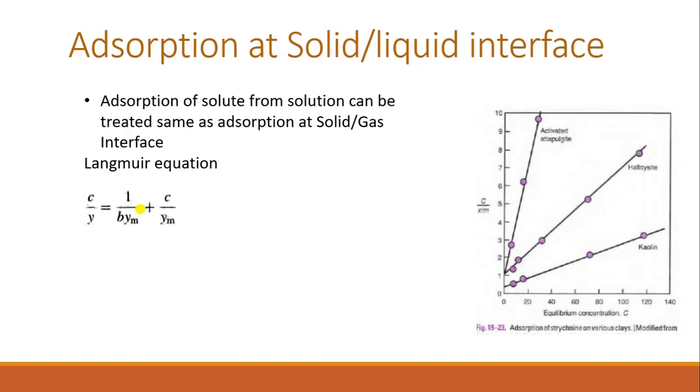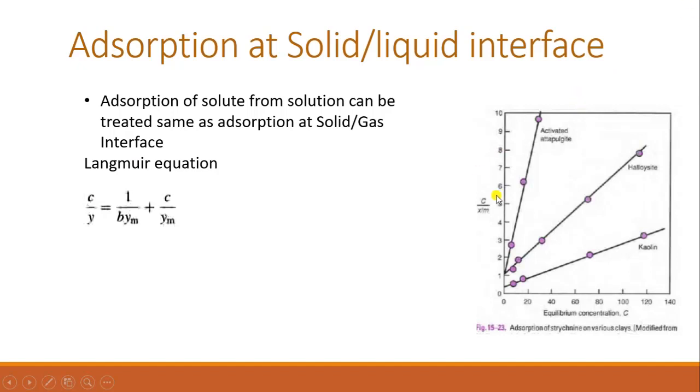So as we have discussed in adsorption at solid-gas interface, we can use Freundlich adsorption isotherm or Langmuir adsorption isotherm. Same as that, we can use Langmuir adsorption isotherm to describe adsorption of solute in solution on solid particle. And here in Langmuir adsorption isotherm equation, pressure is replaced with concentration because in solution concentration has effect on adsorption, not the pressure. So the equation remains the same as that of adsorption at gas interface, just P is replaced with the C.